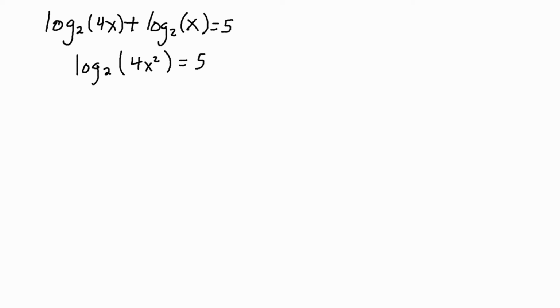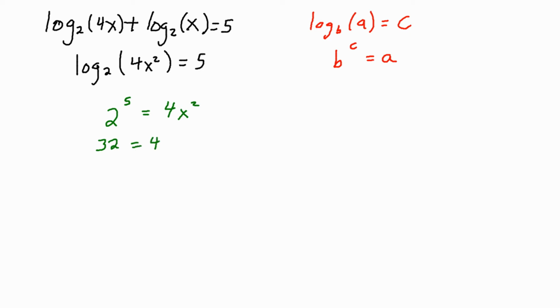I need to solve for x. It's written in logarithmic form. We want to write it in exponential form. So it changes to 2 to the 5th power equals 4x squared. And we can now just solve it for x. So I have 32 equals 4x squared. Divide both sides by 4. 8 equals x squared. I can take the square root of both sides.